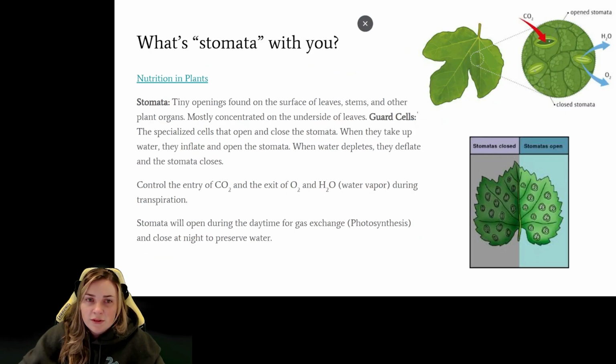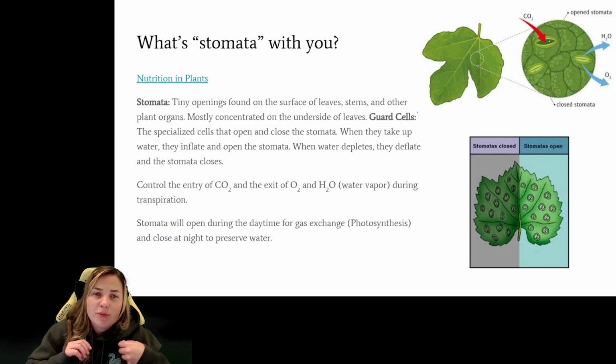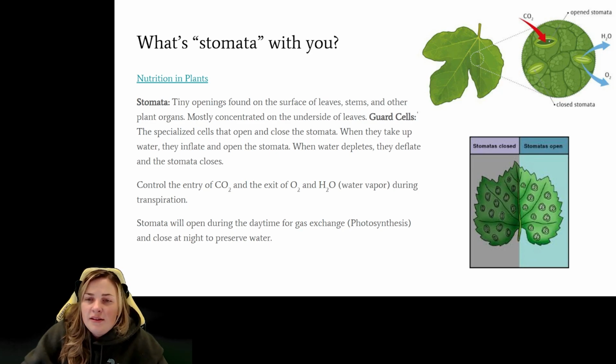Okay, so stomata. What's stomata with you? We have a nice little link here to an article, Nutrition in Plants. So again, these are tiny openings that can be found on the surface of leaves, typically mostly the bottom. It's also a little bit on the stems and other plant organs too, depending on which plant you're talking about. So they have these things called guard cells, which I mentioned slightly earlier.